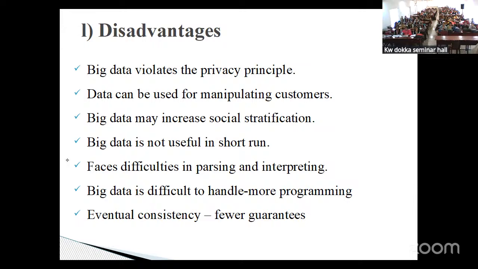Interpretation is what? Interpreting. Now I run a transaction. Can I make changes to the transaction? No. So I cannot do any interpretation there. I cannot identify what has happened there. That is called interpretation. Big data is difficult to handle with more programming. So programming is not allowed in big data. You don't write any programs. Eventual consistency and your guidance. And then my data is safe on the guarantee. Right?